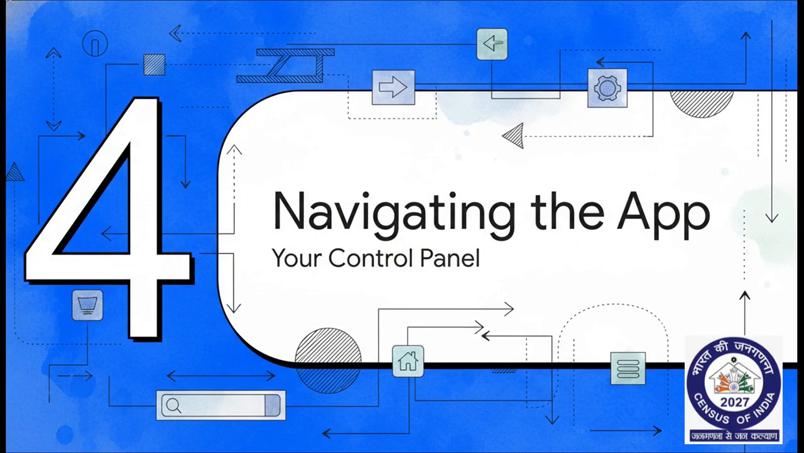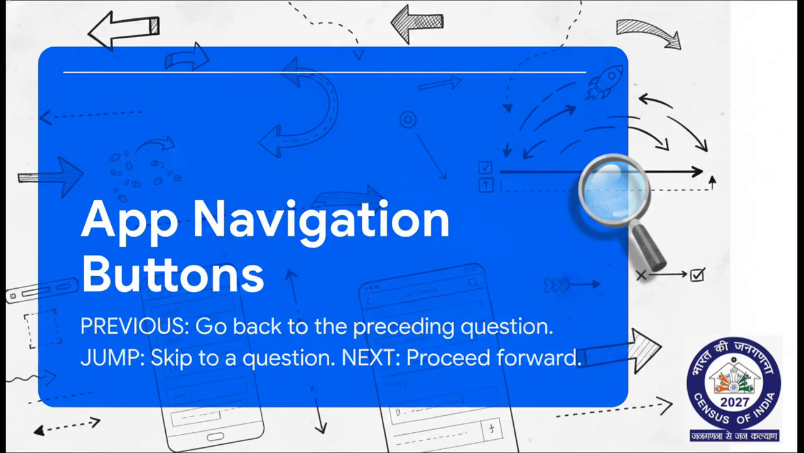So now that we get the flow of the questions, let's take a quick look at the tools you have to actually move around inside the app. These 3 buttons at the bottom of your screen, these are your main controls. Previous lets you pop back and fix an answer if you need to. Next just moves you forward one question at a time. And Jump, that's a really powerful tool that lets you go directly to any question number you want, which can be super handy.